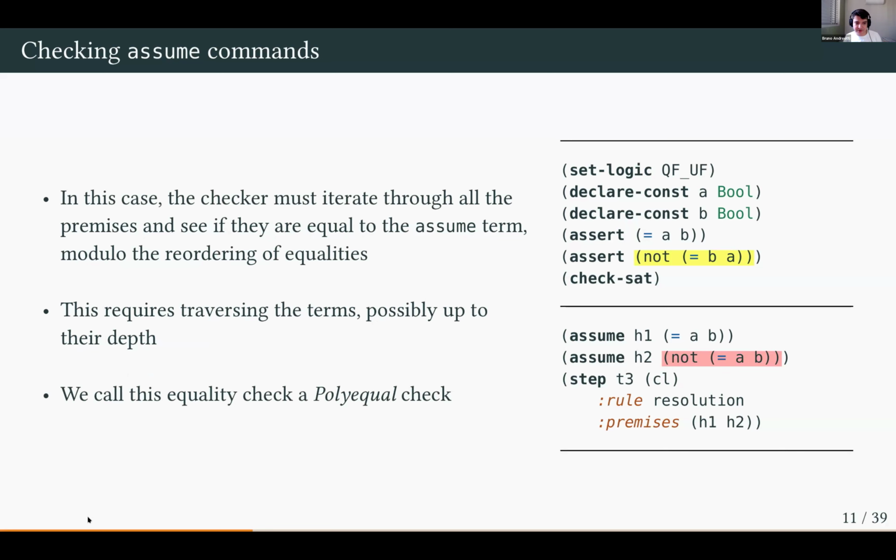So when we encounter an assume command like this, Karkara must then iterate through all of the premises in the problem and compare them to the assumed term, modulo this reordering of equalities. We call this comparison a poly-equal check. And it can be quite slow, especially because it has to traverse the terms maybe up to their depth. And since we have enormous proofs, you can have very deep terms. So this can genuinely be a bottleneck in the performance of checking a proof.